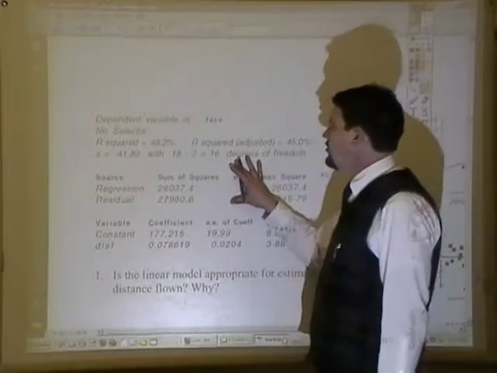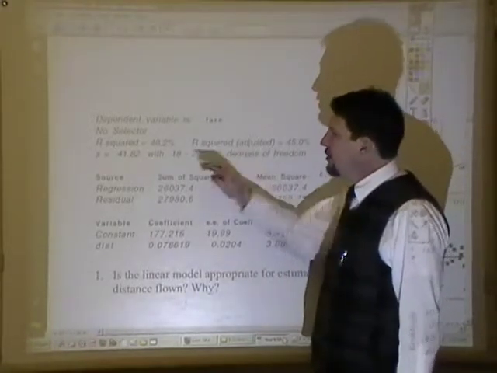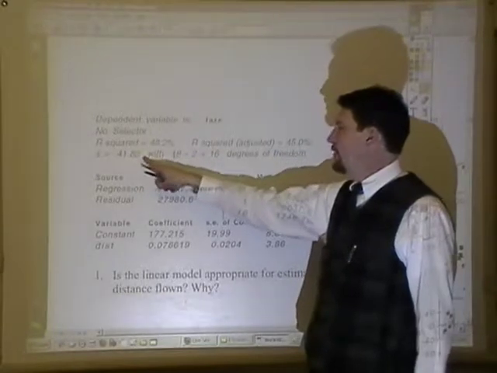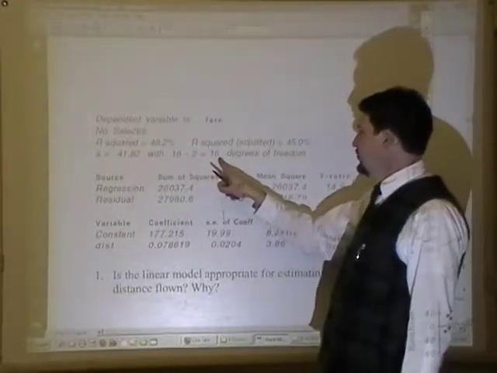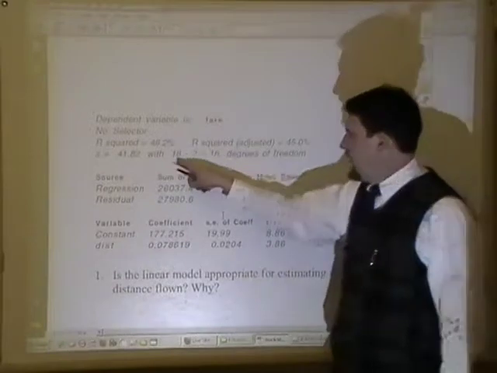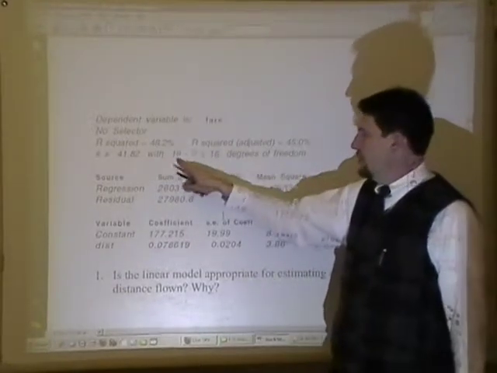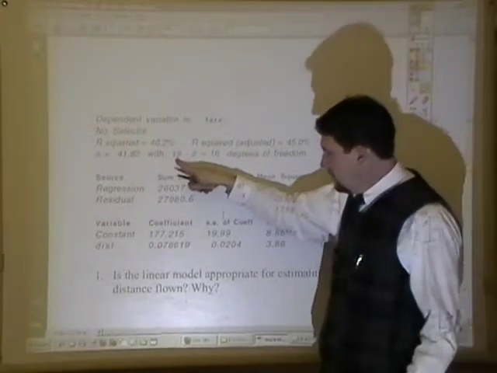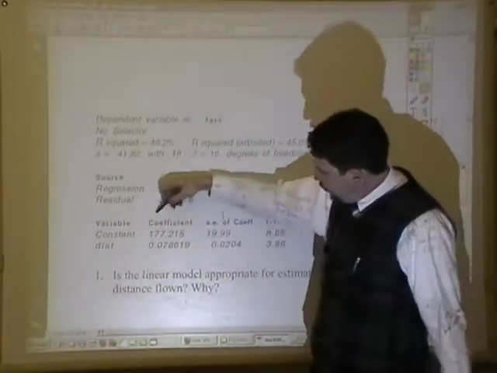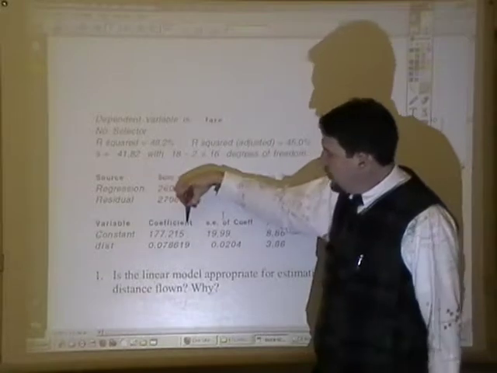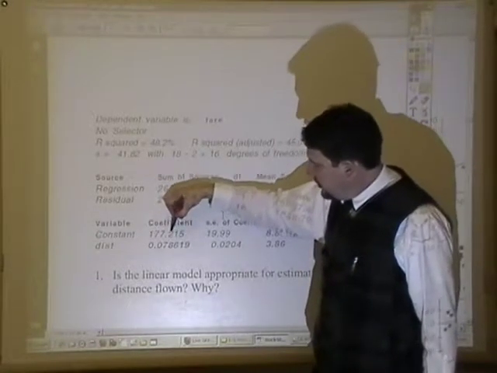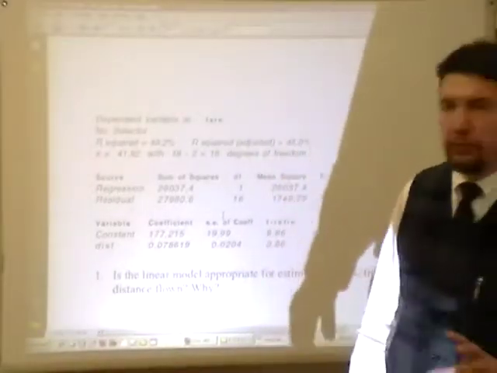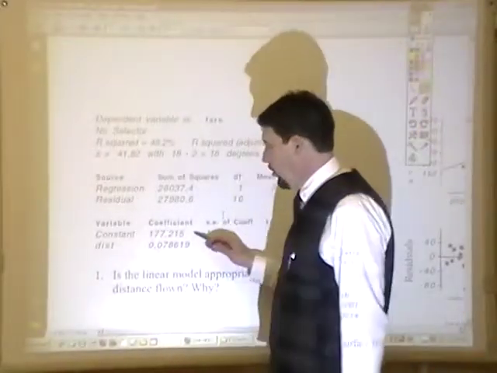Where is the other information I'm going to have here? Here we have this interesting piece of information. It says S equals 41.82 with 18 minus 2 equals 16 degrees of freedom. This value before the minus 2 is your sample size, in case that ever comes up. But what we're looking for is the word coefficient. Underneath the word coefficient, we're going to see two numbers. One of those numbers is going to be the y-intercept. One of those numbers is going to be the slope.